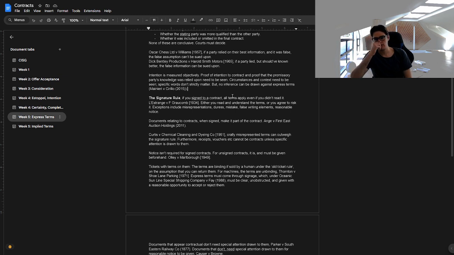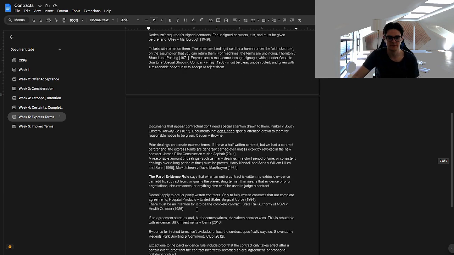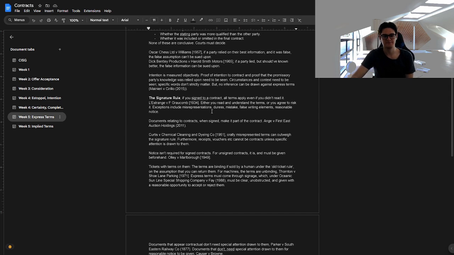When we're looking at express terms and the way they are made and included in the contract, we need to see that both parties had promissory intent and the intent to create legal relations. So if you're suing or trying to enforce an express term, you need to prove these things. When you're determining this, you can use evidence from anywhere, unless your evidence goes contrary to an express term. We'll look at the parol evidence rule in a sec. That's what this paragraph relates to.